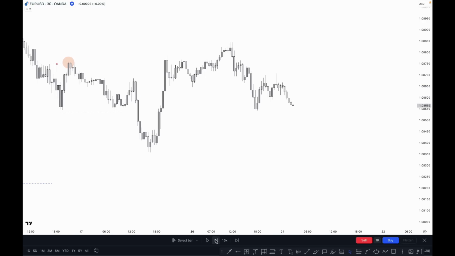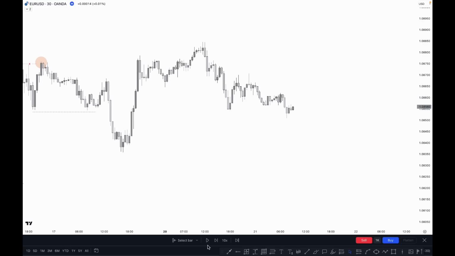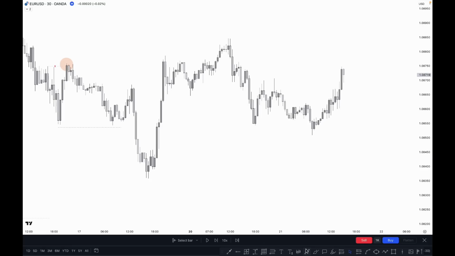Right now price is trying to go higher right here, and the market has not broken this one. Let's see what happened next after this one. Okay, the market is just trying to go higher. So right now what happened here? Look at this structure here. Market has taken out the inducement.